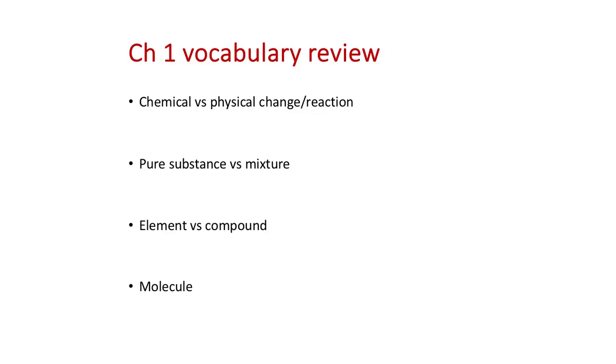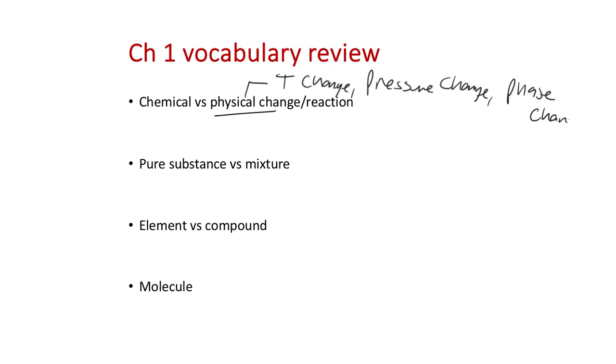Then I'd just review some terminology out of chapter 1. Some of the terminology is for chemical versus physical change or reaction. A physical change or reaction would be something like a temperature change, maybe a pressure change, and also a phase change. So think about changes that aren't changing the underlying connection between the atoms and the molecules in the sample.